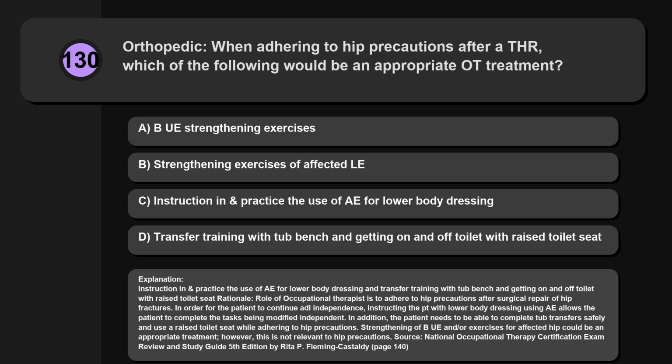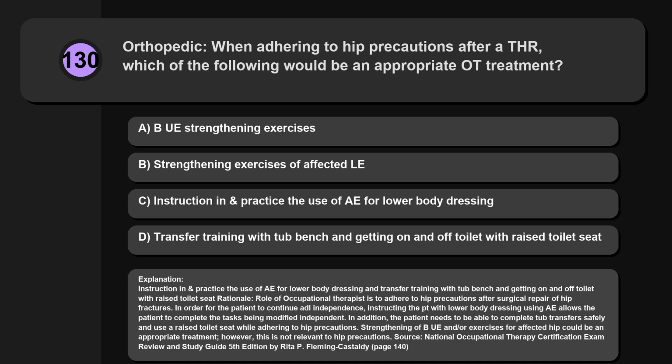Instruction and practice the use of AE for lower body dressing and transfer training with tub bench and getting on and off toilet with raised toilet seat. Rationale: the role of the occupational therapist is to adhere to hip precautions after surgical repair of hip fractures. In order for the patient to continue ADL independence, instructing the patient with lower body dressing using AE allows the patient to complete the tasks being modified independently.